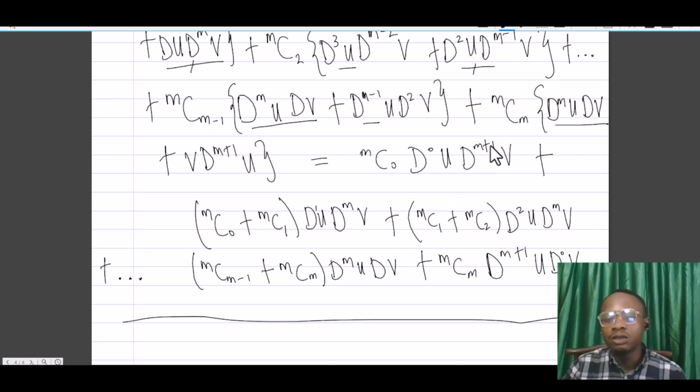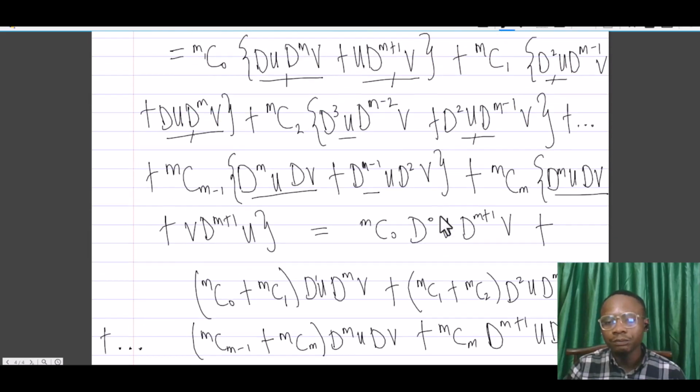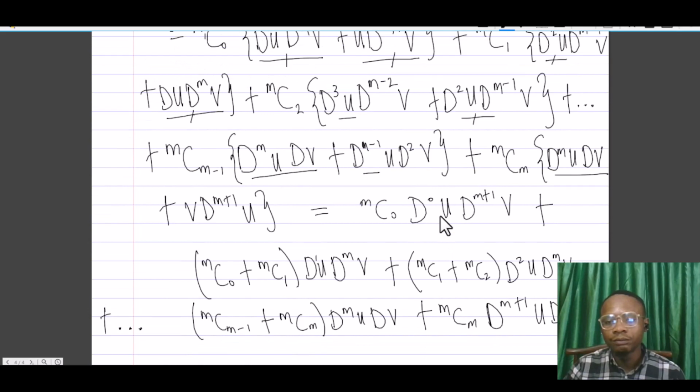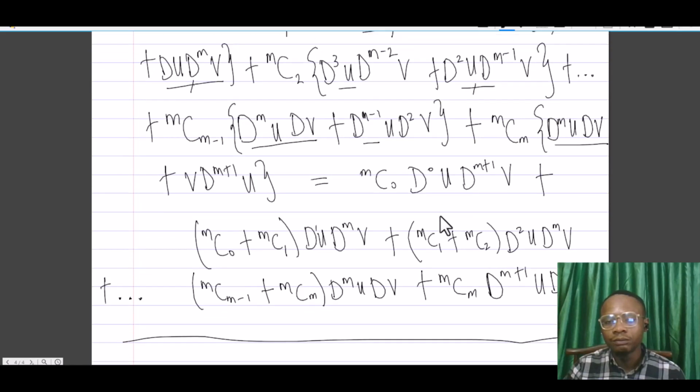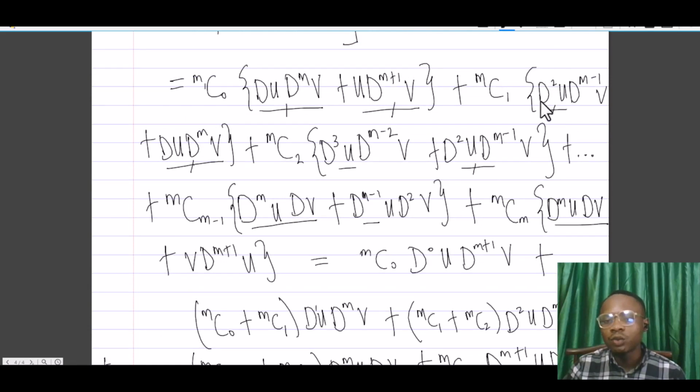Then for v, it goes from m plus 1 to m. You can see that it keeps decreasing, and then it gets to m again. So we have m here. This should have been m minus 1 for v. And for this, it eventually gets to 1 and then to 0. So let's check what we wrote out here. This is meant to be the square u d m minus 1 v.